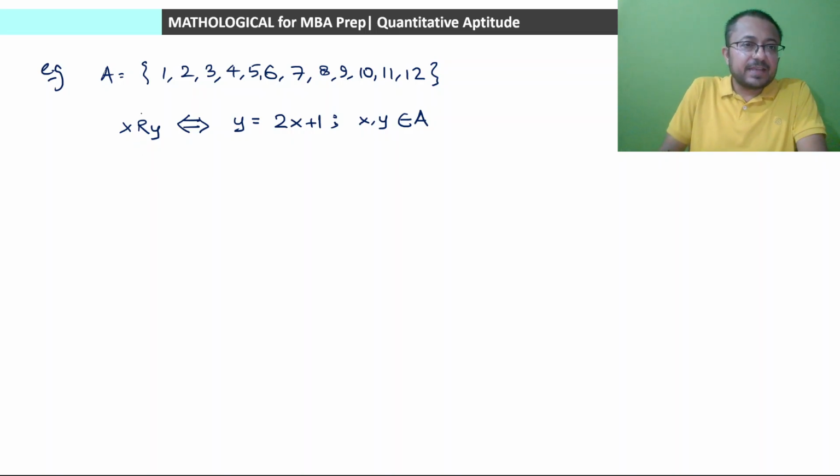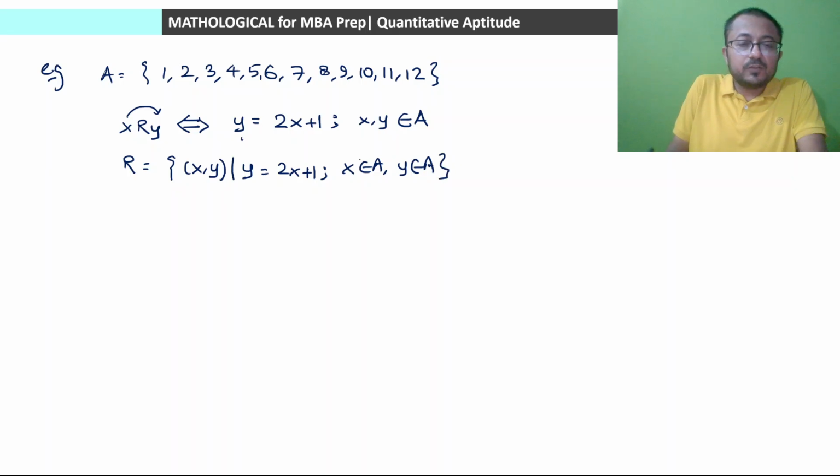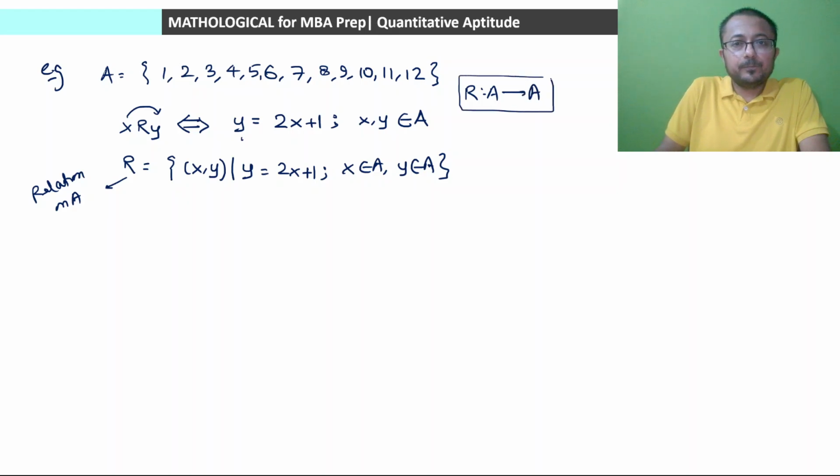Now in such a case, since we are relating x and y such that y is equal to 2x plus 1, if we define it properly, R is equal to x, y such that x and y are related such that y is equal to 2x plus 1, and x is also an element of A, y is also an element of A. So if both x and y are elements of A, then basically this is a relation on A, isn't it so? Relation on A, relation from set A to set A, isn't it so? Is this clear?